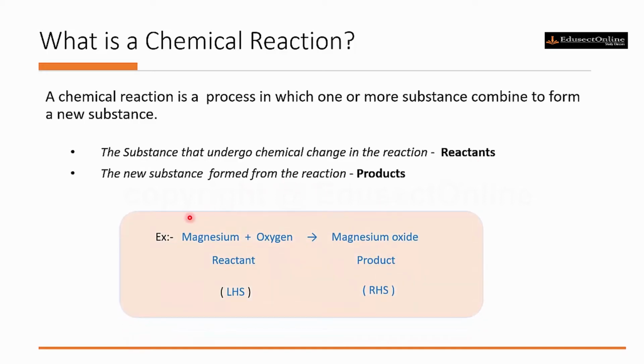For example, if magnesium reacts with oxygen, it produces magnesium oxide. So these two substances are the reactants and the newly formed magnesium oxide is the product. LHS means left hand side, it represents the reactants, and RHS, right hand side, represents the products.